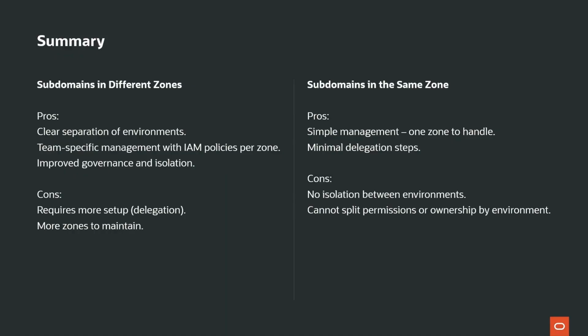To summarize, subdomains in the same zone offer a straightforward management model with minimal setup effort. However, they lack environment isolation and fine-grained control. Different zones require more initial configuration and maintenance but deliver stronger separation, governance, and team-specific autonomy. When choosing between these approaches, the decision should be guided by your organizational structure, security posture, and operational requirements.